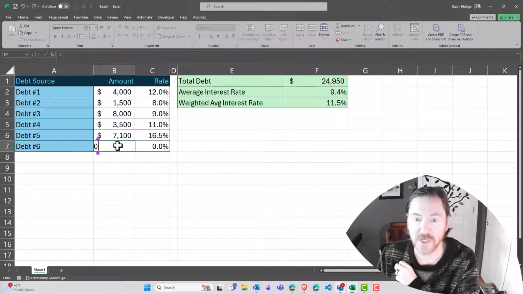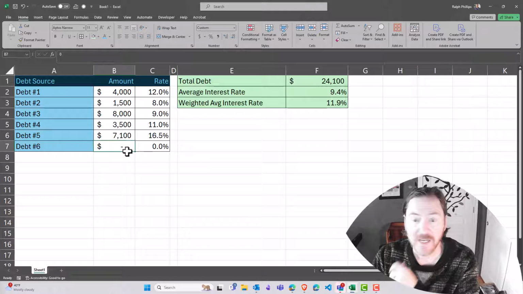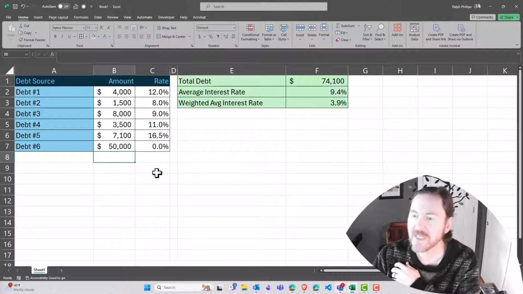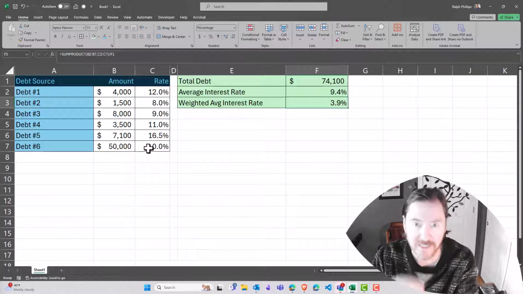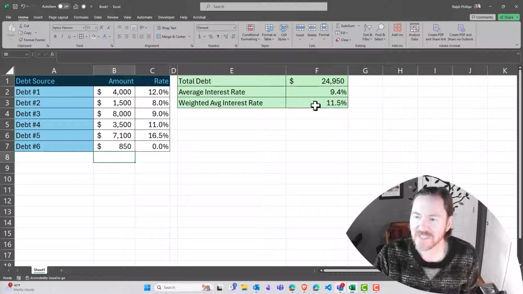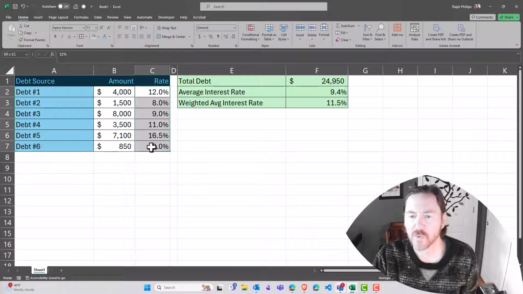11.5%. If there's no personal debt, it changes to 11.9. What if there's a lot of personal debt? Maybe it's $50,000. Now the weighted average drops to 3.9 because so much of the debt is tied up into a 0% interest rate loan. So the weighted average is definitely going to give us a much more accurate representation of what we're dealing with if we have a handful of different debts at different interest rates.